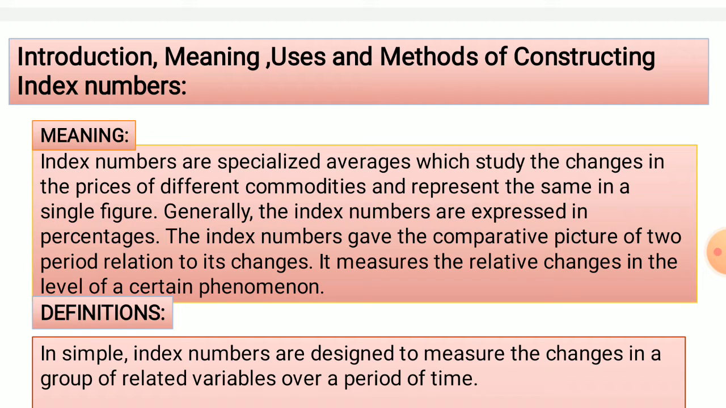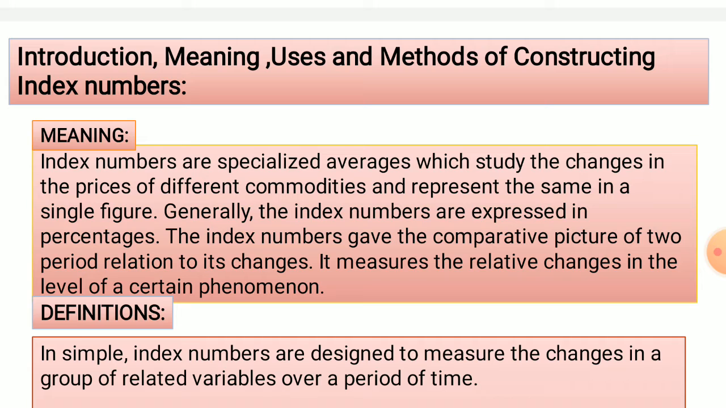So different commodities, or different variables, their price level changes. To measure the changes in the price level of different commodities, for example rice, wheat, ragi, jowar, fruits or other items, we find out or measure the change in the price level of these different commodities from one period to another period. For this we use index numbers.